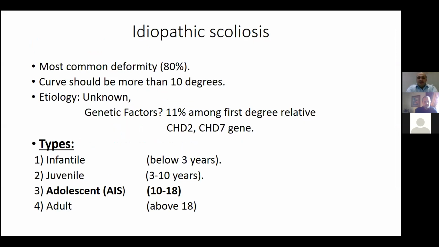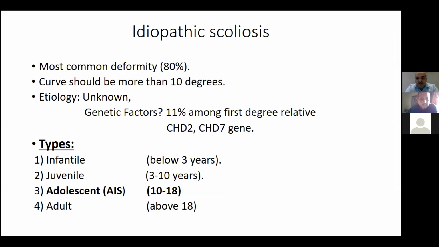Idiopathic scoliosis, fortunately, is the most common deformity. Most deformity surgeons would like to deal with this type of deformity. It's the most common. And the etiology is unknown, that's why it's idiopathic.